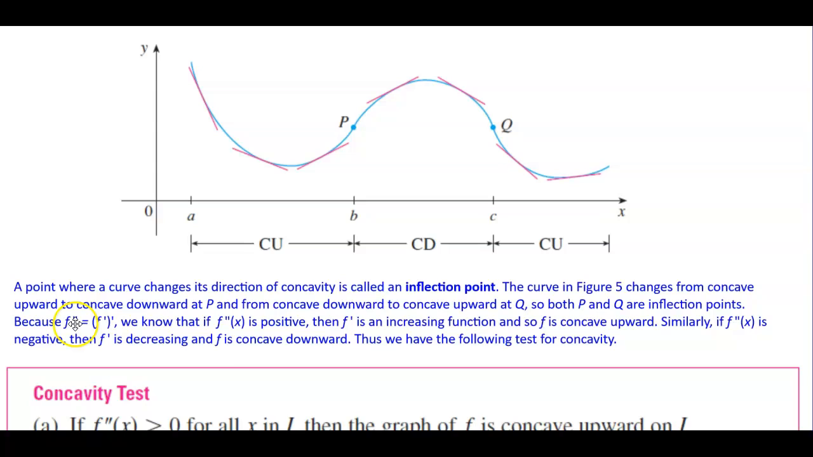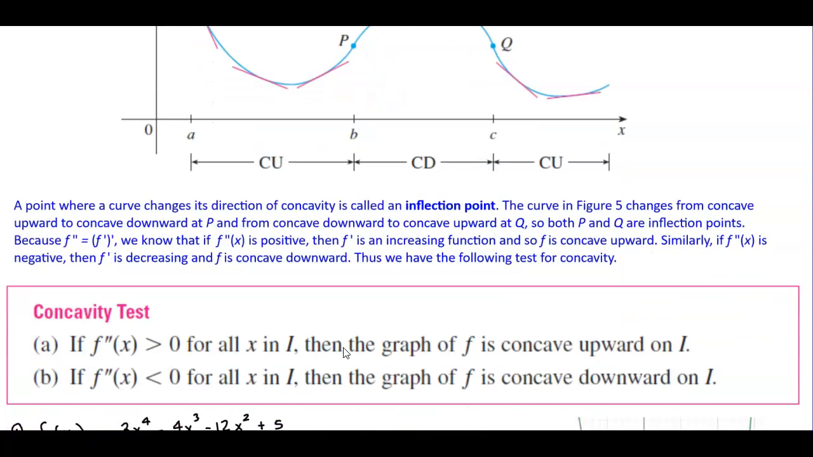Now, because the second derivative is equal to the derivative of the first derivative, we know that if the second derivative is positive, then the first derivative is an increasing function, and so the function f is concave upward. Similarly, if the second derivative is negative, then the first derivative is decreasing, and so f is concave downward. Thus, we have the following test for concavity.